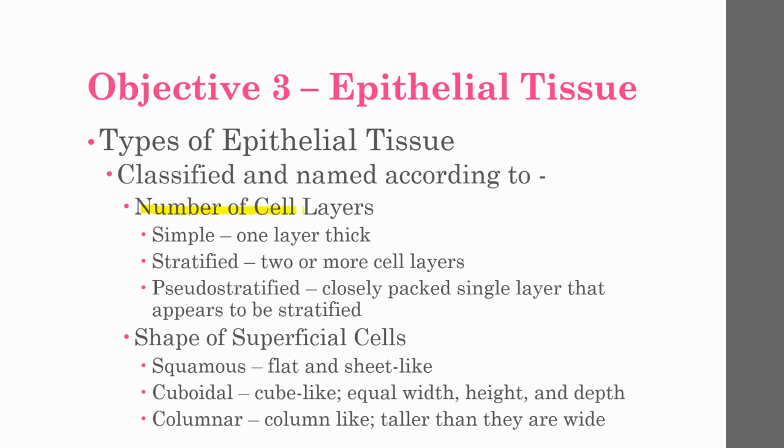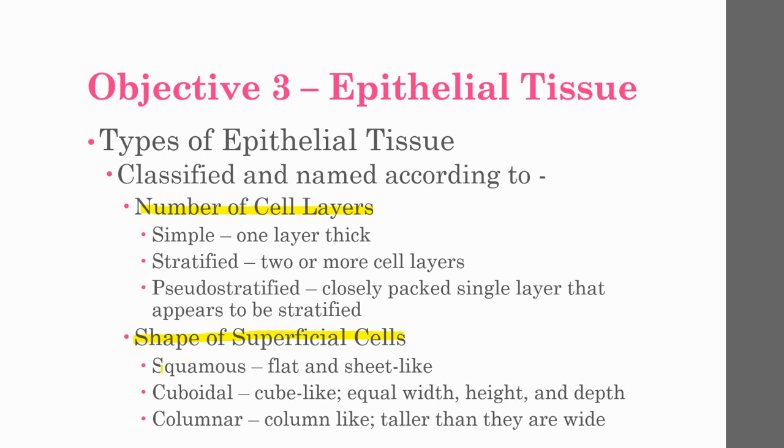Number one, the number of cell layers, and number two, the shape of the cells that are on the superficial end of the tissue, the ones that are closest to the outside of the body. And so when it comes to the number of cell layers, you have simple, which is one layer, stratified, which is more than one layer, and then pseudostratified. It's actually only one layer, but it appears to be more just because of the way the cells are situated.